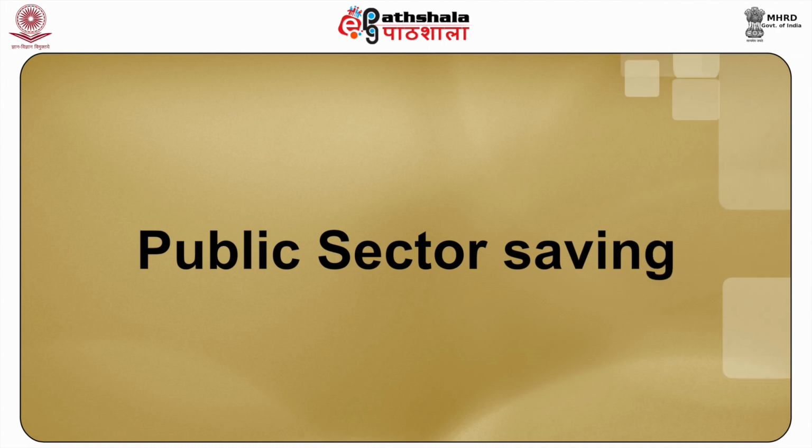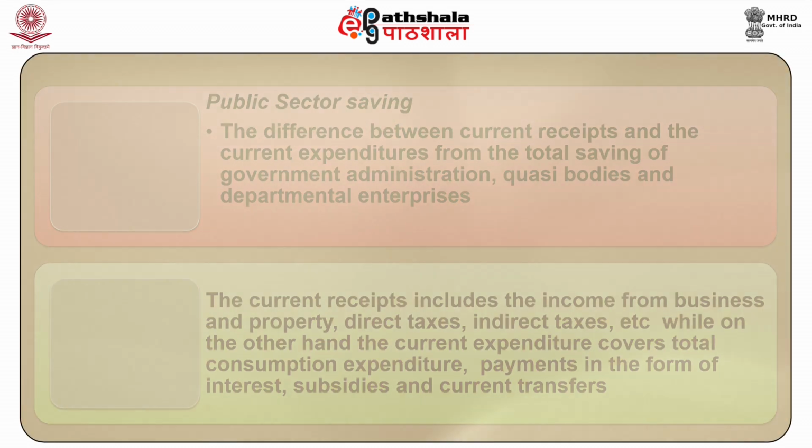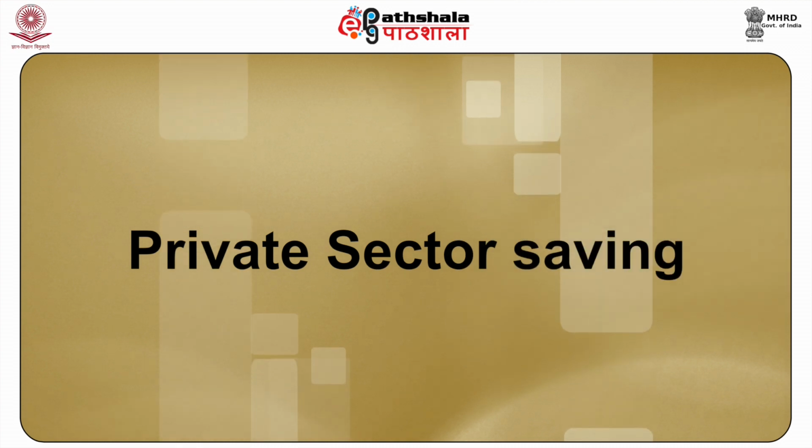First, public sector saving. The difference between current receipts and current expenditures gives the total saving of government administration, quasi-bodies and departmental enterprises. The current receipts include the income from business and property, direct taxes, indirect taxes, etc., while on the other hand, the current expenditure covers total consumption expenditure, payments in the form of interest, subsidies and current transfers. Second, private sector saving.